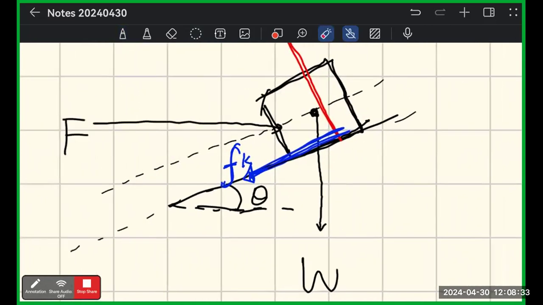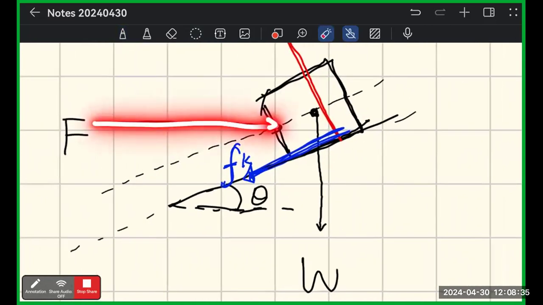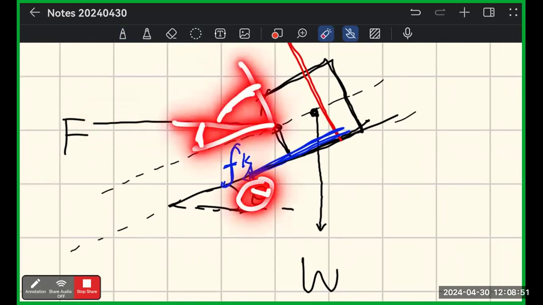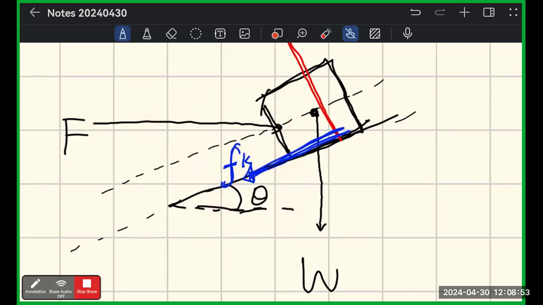So for the F, where is the theta? Is it here or here? Obviously, it is here, because theta is the smaller angle, and this angle is obviously bigger than this, so this must be theta. So without the mathematical knowledge, only by your drawing, you can already tell that this is theta.